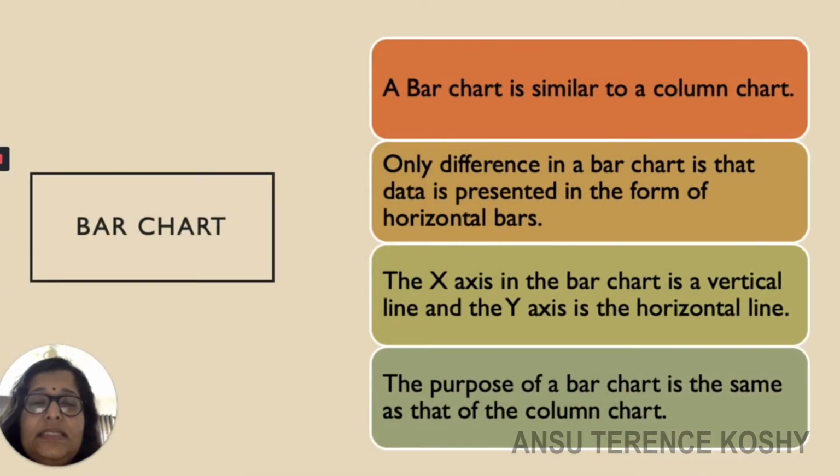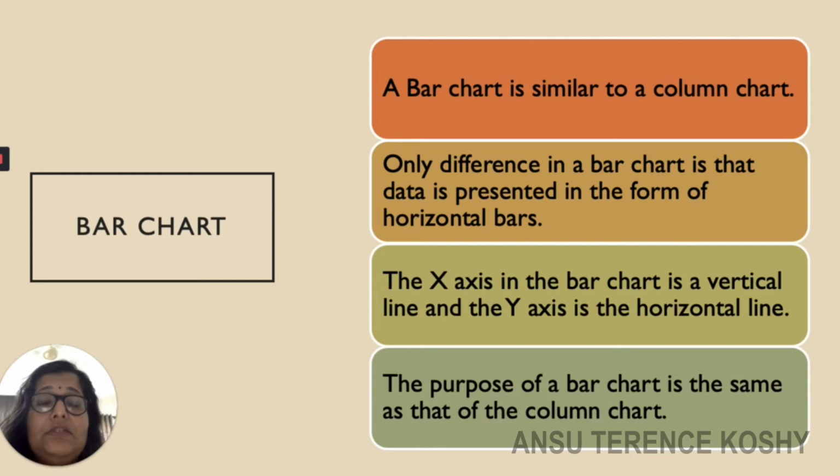Now let's discuss the bar chart. A bar chart is similar to a column chart. The only difference in a bar chart is that the data is presented in the form of horizontal bars. It is very similar to the previously discussed column chart. The only thing is, in a column chart, data was represented in a vertical manner. Here it is represented as horizontal bars.